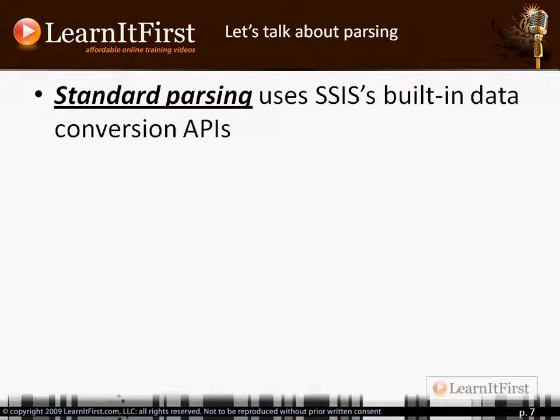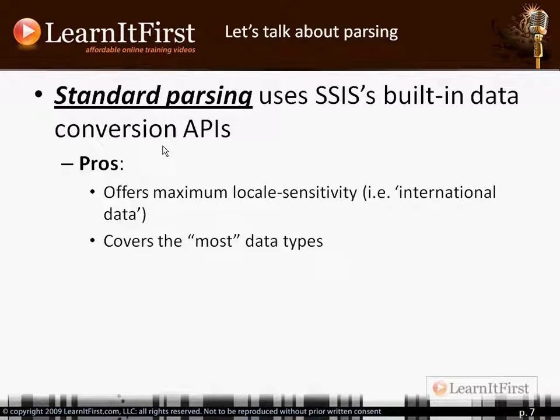We'll do standard parse first. So standard parse is built in. Well, both of them are built in technically. But this is just your standard data conversion APIs, OLE APIs that are built into SSIS. They have the biggest net, meaning that they cover the most data types. They deal with the bulk of the scenarios that you'll ever need to encounter when it comes to data conversion. You see also that it is the default. So if you haven't changed it in your packages that you have at the office right now, then they're using standard parsing.